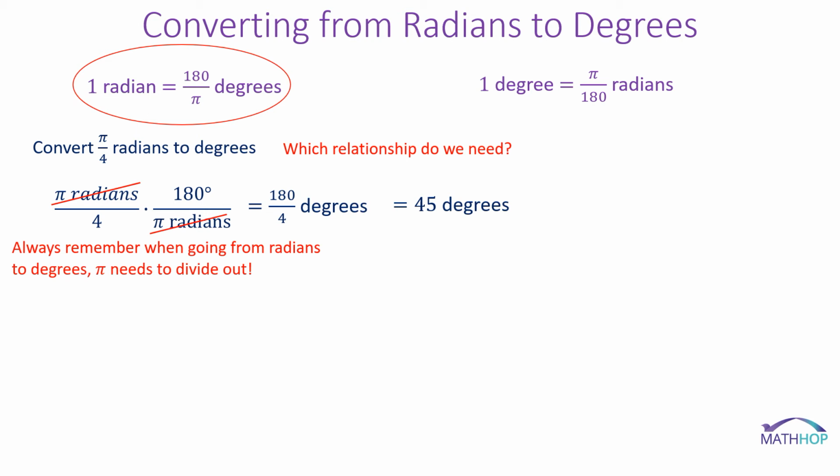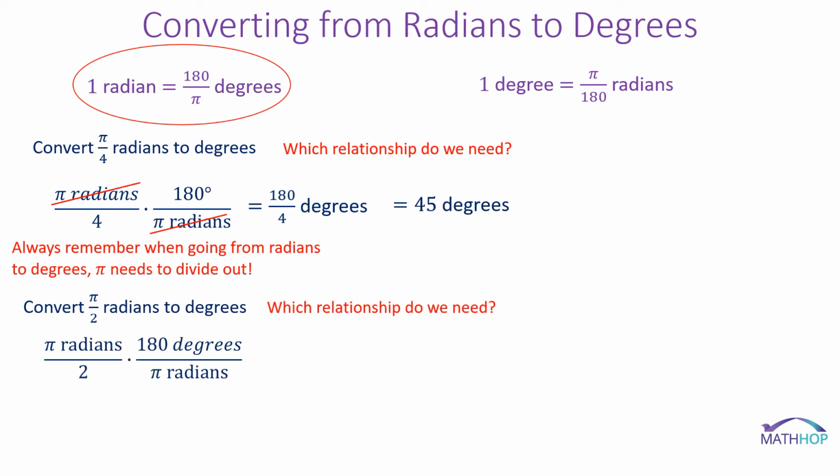Let's do one more. Convert pi over 2 radians to degrees. Which relationship do we need? Once again, we need 1 radian equals 180 over pi degrees. Let's set it up. Pi over 2 times 180 degrees over pi. We are going to divide out pi radians, and we are left with 180 over 2 degrees. We all know that 180 divided by 2 is 90. Therefore, pi over 2 radians is equal to 90 degrees.